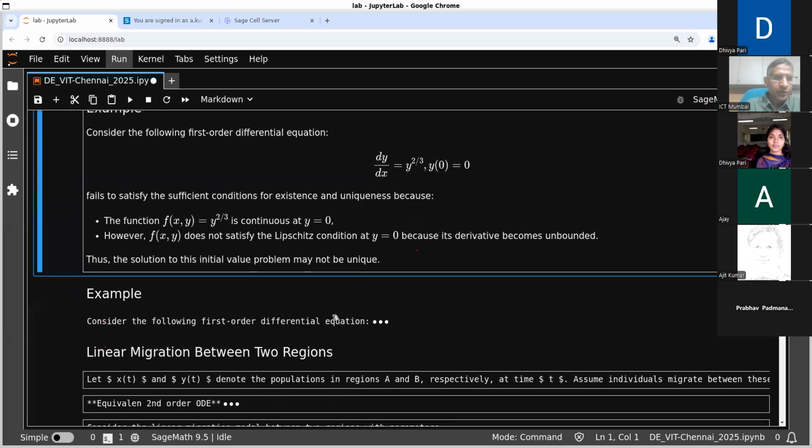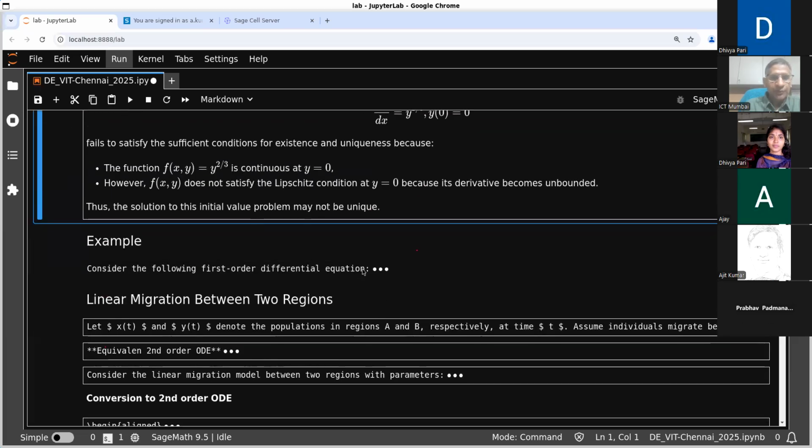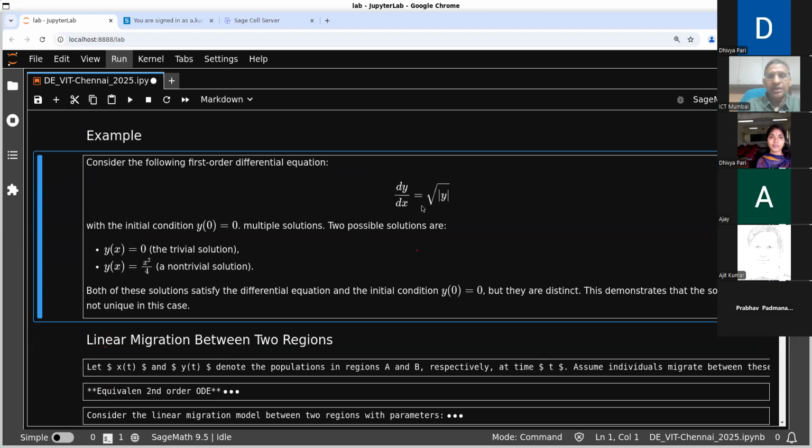Again, if you look at another equation, let us say dy/dx is equal to square root of mod y, you can very easily check that this has two solutions. One is y equal to 0, trivially 0 everywhere. Another one is y equal to x squared by 4. So these are two solutions, and that's because this function f(x,y) does not satisfy the second condition, that is, it is not Lipschitz.